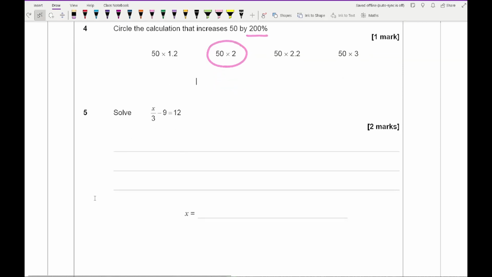Then for question 5, it says solve x over 3 minus 9 equals 12. So here we need to get rid of the 9 first. So here we've got x over 3 and we add 9, which is going to equal 21. And then we take the 3 over by multiplying by 3. So therefore that gives me an x value of 63.